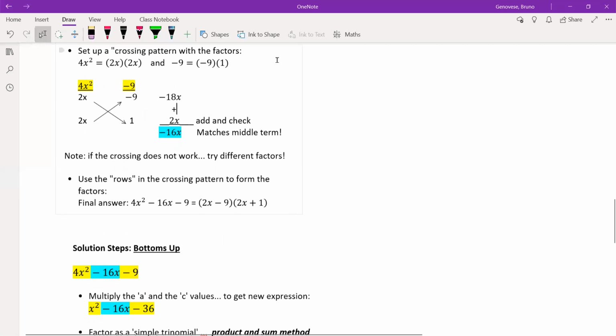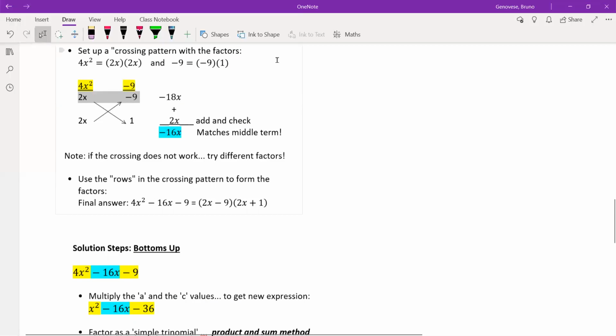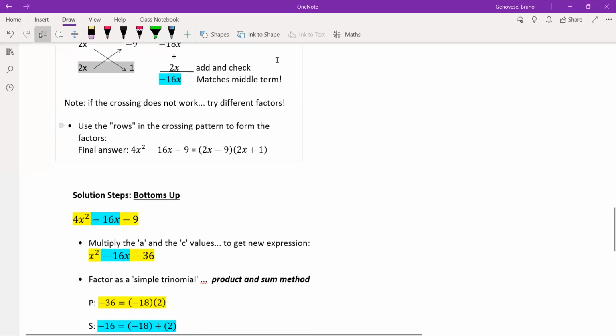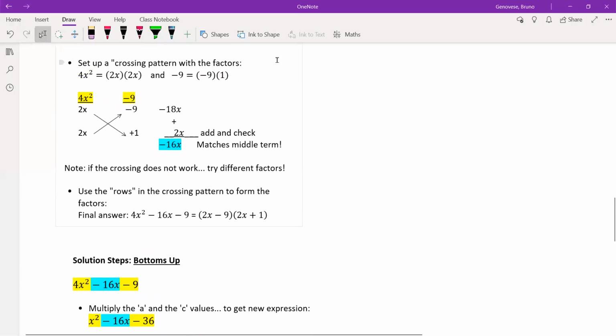If it doesn't work, then you try rearranging the factors for the 4x squared first, and then try rearranging the factors of the constant to make sure you get this negative 16. So the highlighted parts stay the same. Everything else can change and manipulate. So what you're going to do then is use the rows. Now what I mean by rows is here. So the 2x minus 9 happens to be one of your factors, and the 2x and 1 happens to be the other factor.